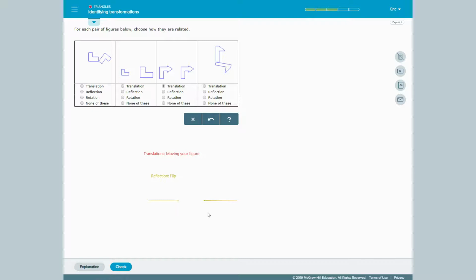Everything about you should be the same. The only difference is that it's backwards. It's flipped. That's it. So none of these are a reflection.